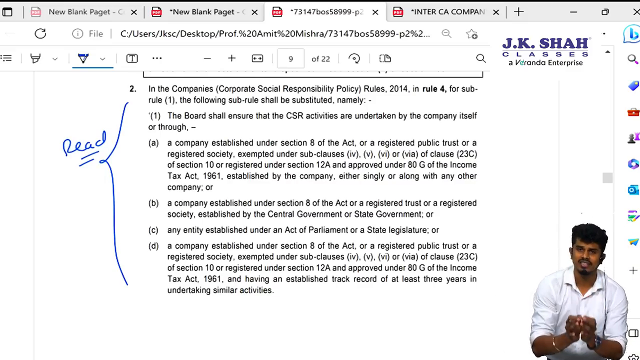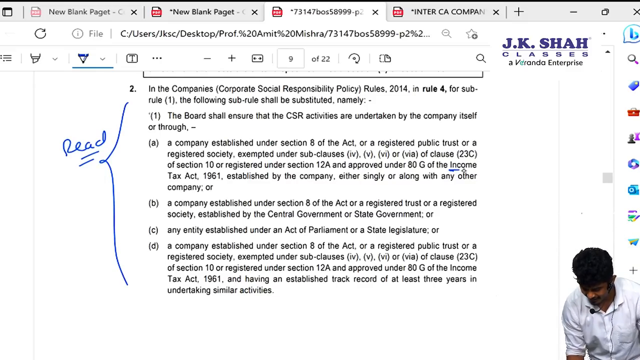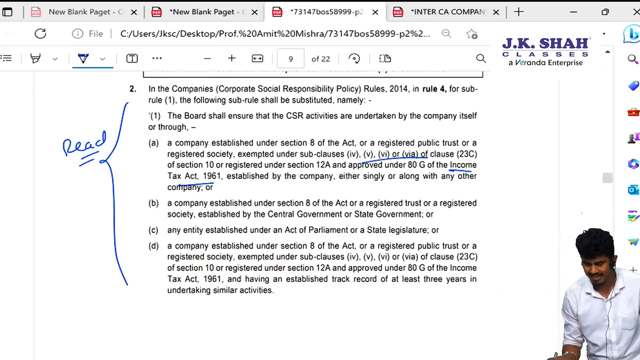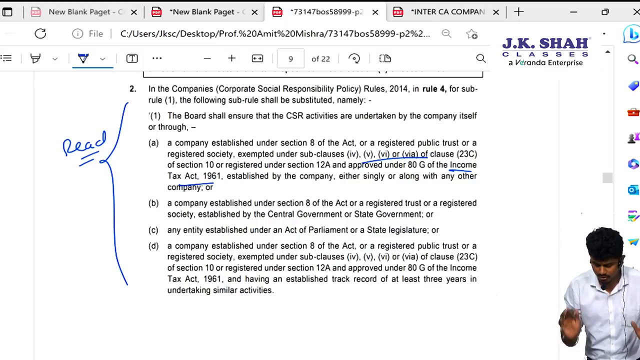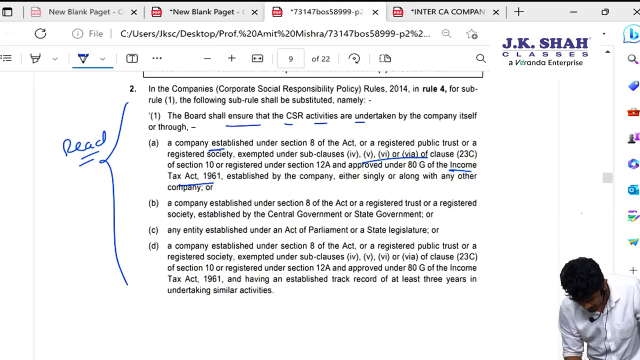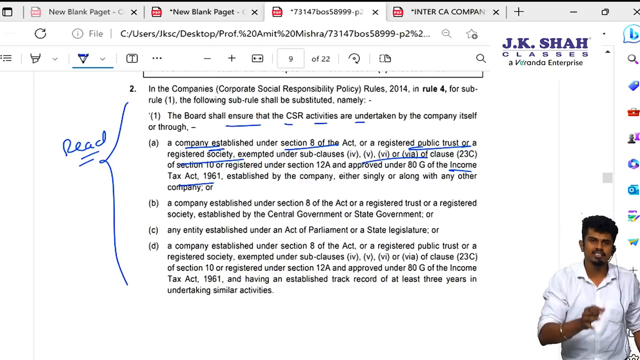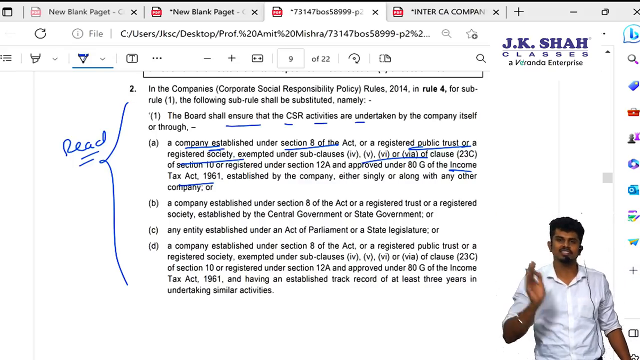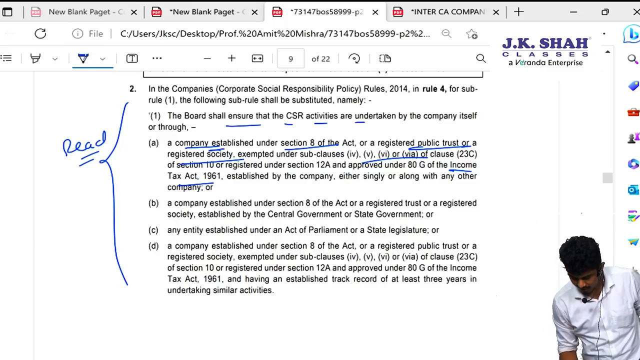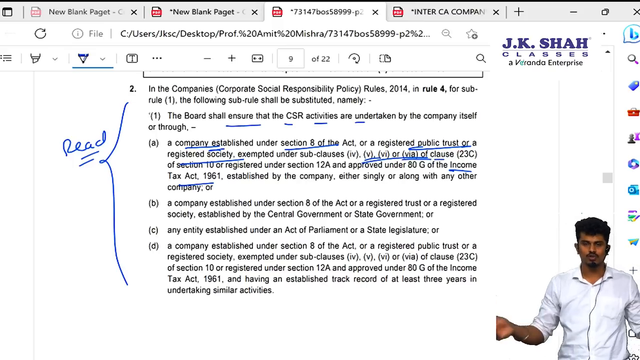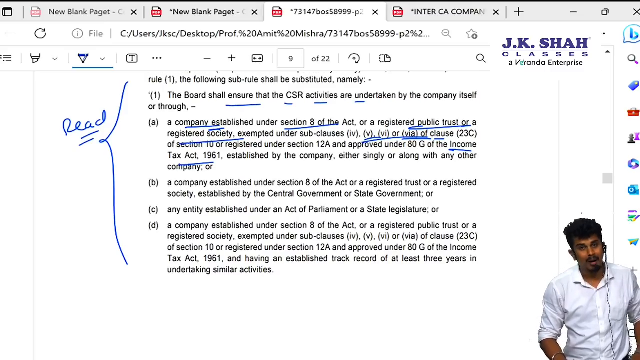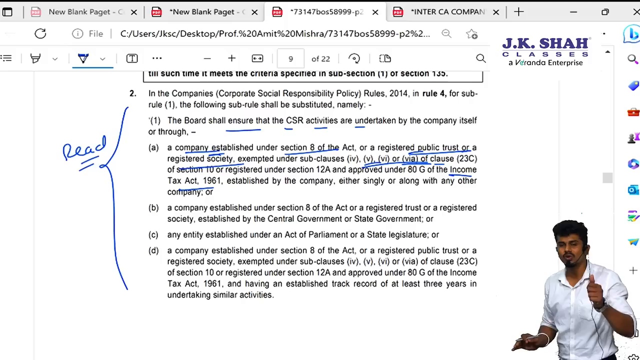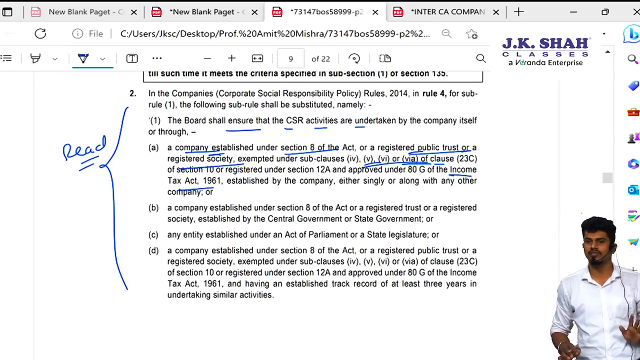Achha, whenever you do CSR through a trust or society, that trust or society is registered under the Income Tax Act 1961, so they have quoted those sections. You don't need to read the sections. I repeat, you don't need to read and learn these sections by heart. Please trust me. You just need to know a company can do CSR activity through a company under Section 8, trust or society. That's it. At max, you can write trust or society registered under the prescribed section of the Income Tax Act. Please do not go for memorizing clause 23C etc. Rest assured, everything is same. They're just telling you that a company should do CSR through a company, trust or society registered under the 11th section of income tax. You can write that language.